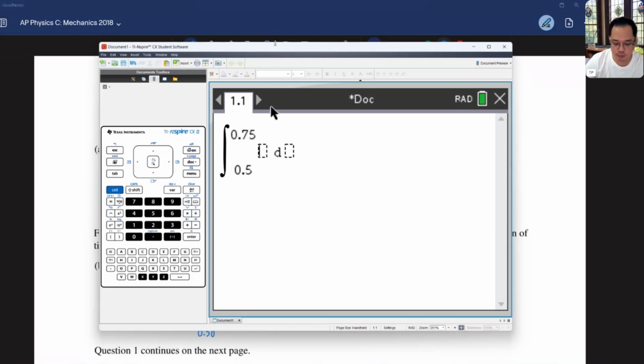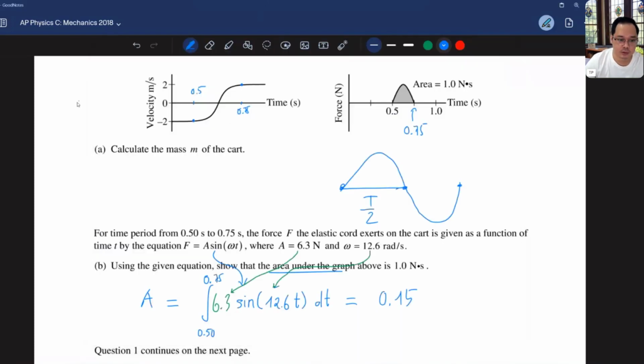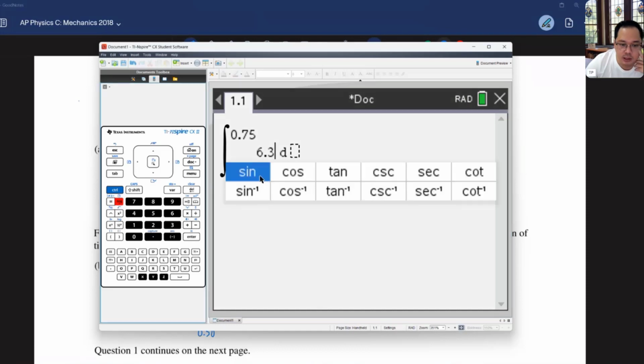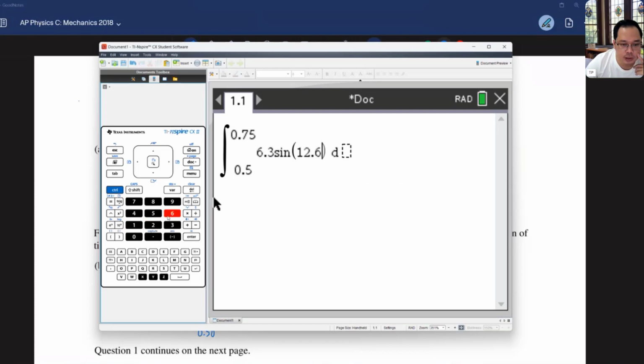The function is 6.3 for the amplitude, 6.3 newton, and the sine of 12.6 omega t, sine. I need to convert this into radian. Did you use the radian? Probably there's degree in your calculator. I use radian. A sine function, sine 12.6 and the time x as a variable. And then the x.